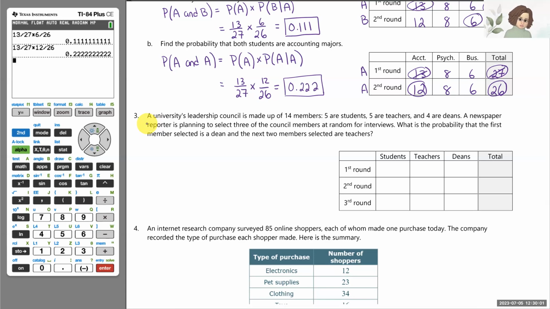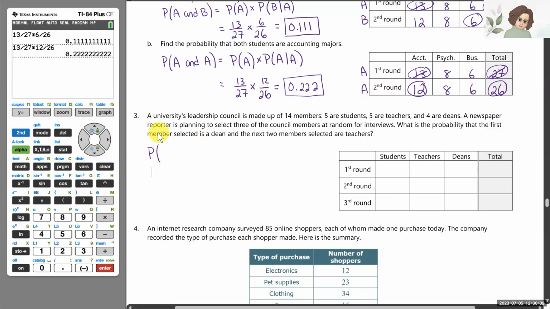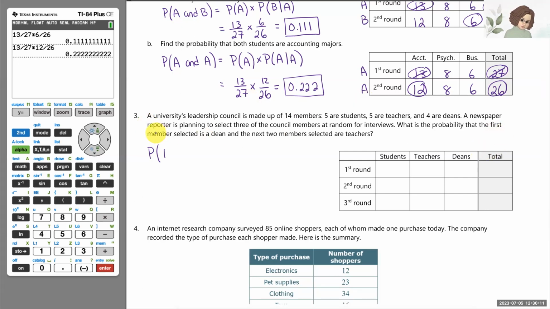All right, let's write the question here. So now we want the probability that the first member they pick is a dean. Let's do D for dean. So a dean first, and then the next 2 are teachers. So then the second one they pick is a teacher, and the next one they pick is a teacher.